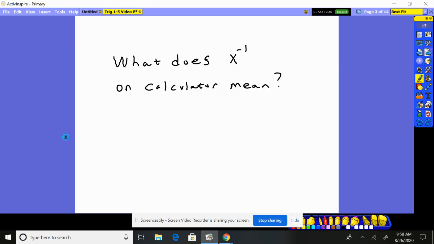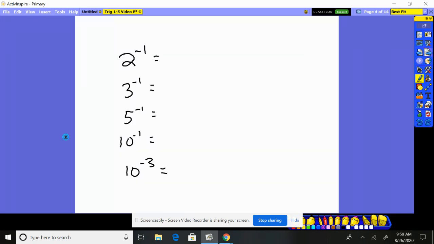Now, if we take our calculator, what does x to the negative 1 mean? Well, it means that you're looking for the reciprocal, which means 1 over the number. A lot of calculators, instead of having x to the negative 1, will simply have a key that says 1 over x. It's the reciprocal of the number. So let's say we have 2 to the negative 1. That means the reciprocal of 2, which is just 1 over 2. 3 to the negative 1 is just the reciprocal, which is 1/3.